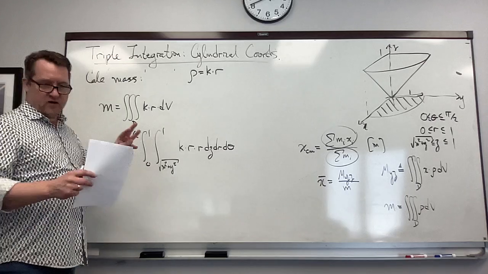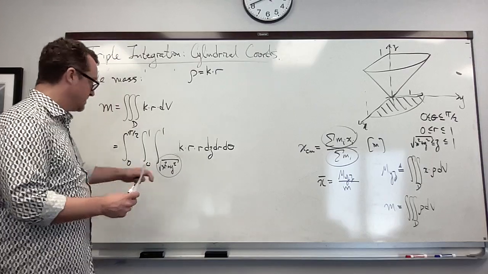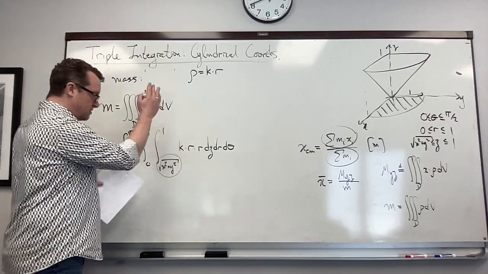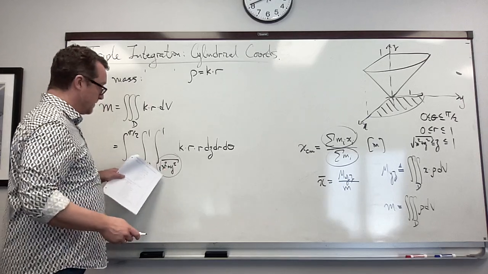As I've written it right now, I've got a mix of variables here. This I can't use. This is Cartesian. Everything else is in cylindrical, this is in cylindrical, z equals fine, but I need to get this into cylindrical coordinates. And it's easier than it looks.